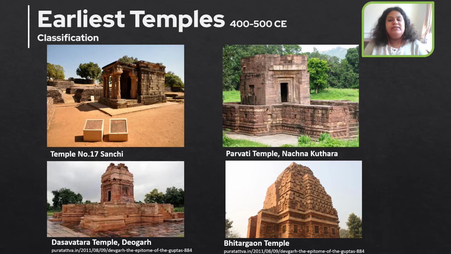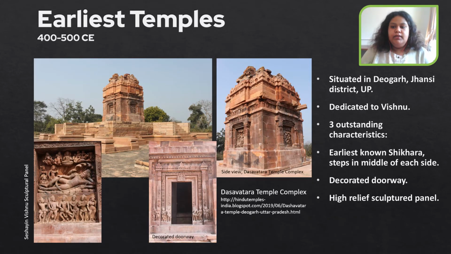The third form is the temple with the initial stage of Shikhara, which comes from Bhitargaon and Deogarh. So these were the three classifications of the temples or the temple architecture. The first evidence of temples, what we understand today, is from temple number 17 at Sanchi. The second is from Parvati Temple at Nachna Kuthara, and the third is where we see the first evidence of a Shikhara. It is coming from Deogarh and Bhitargaon. Both are in Uttar Pradesh.